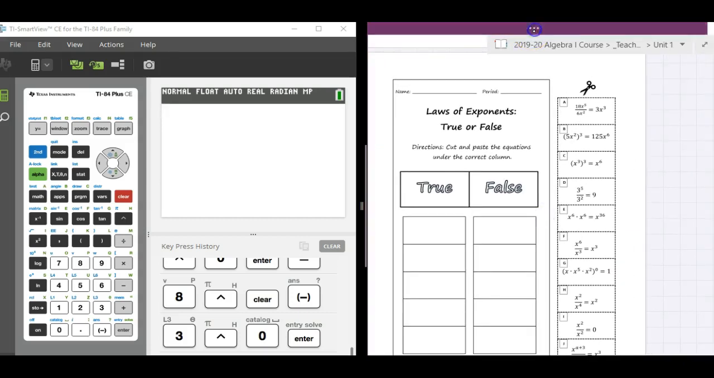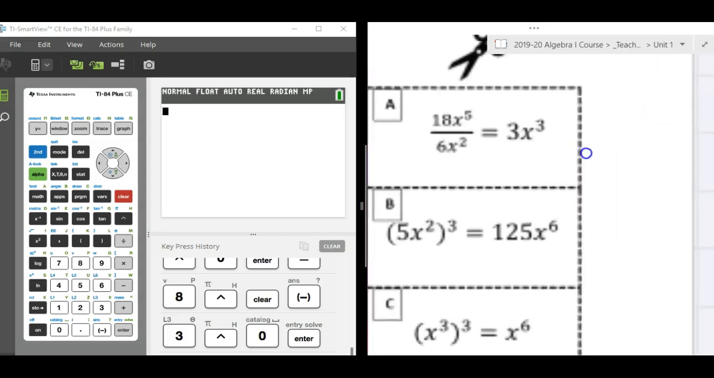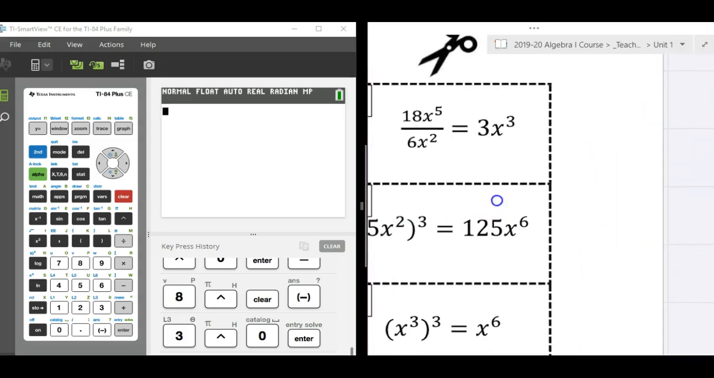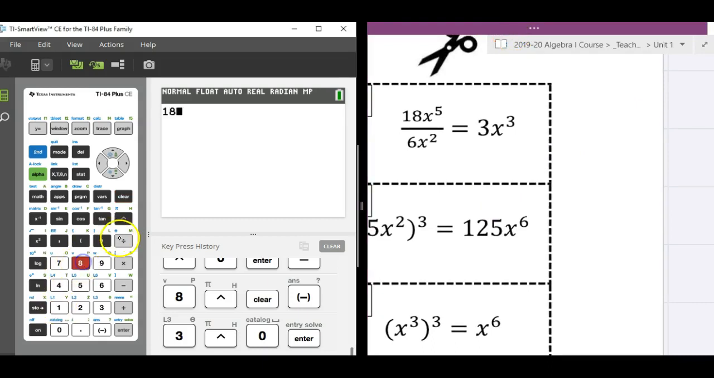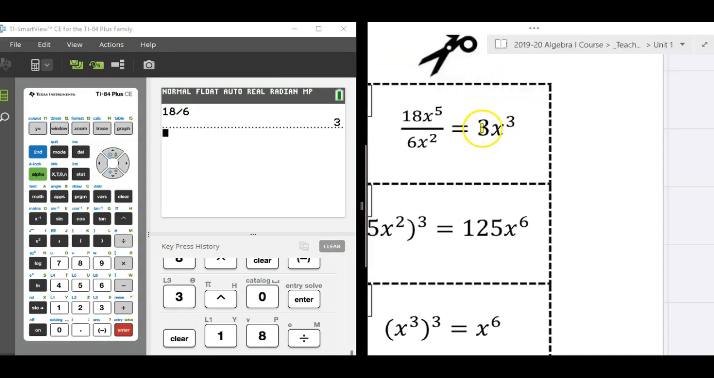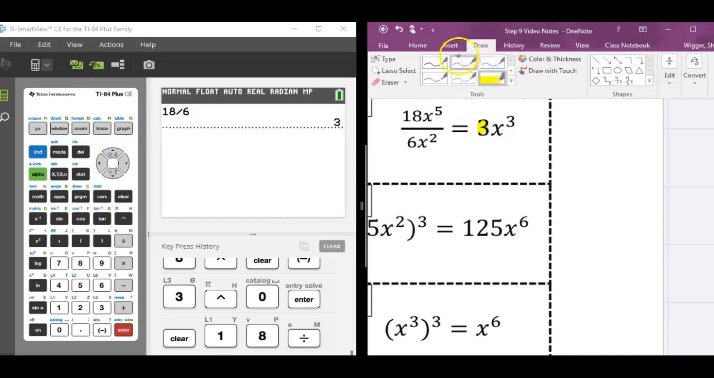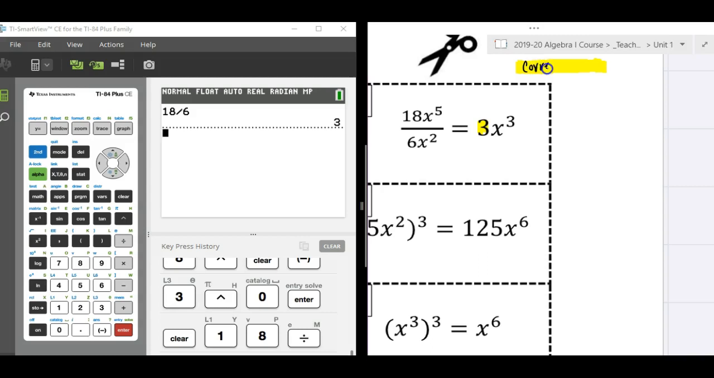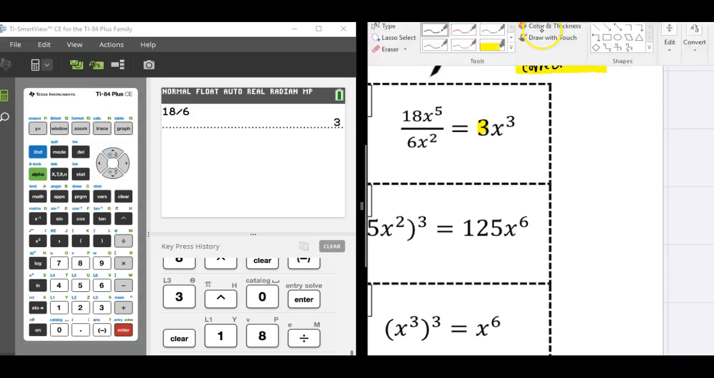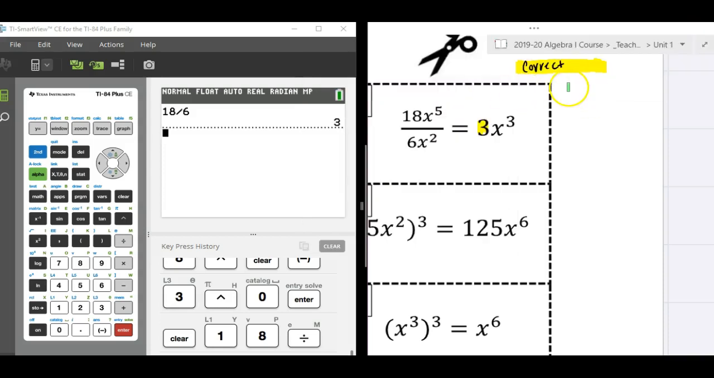Alright, let's look at this practice. We're not going to cut and paste, we're just going to write the letter of the equations under the correct column. So, looking at A, the division rule. 18 divided by 6, as we hopefully all know, is 3. That is correct. I'm going to use yellow for correct and green for incorrect when we find the errors.